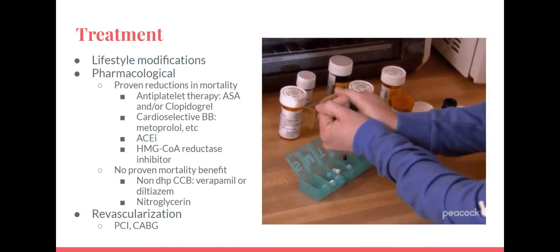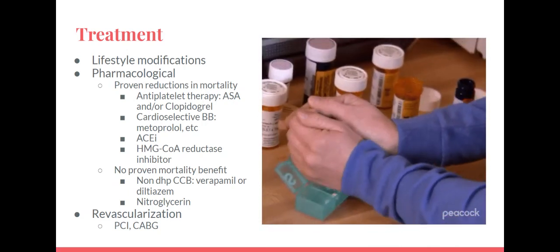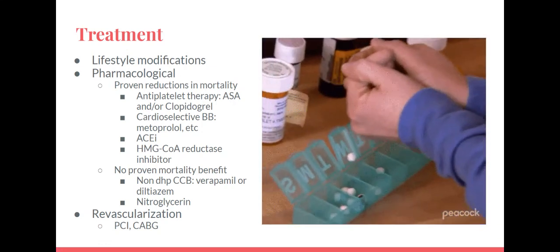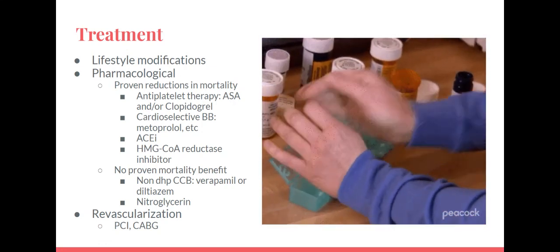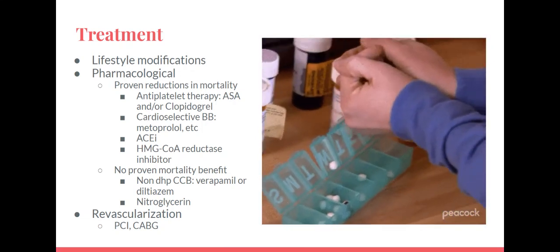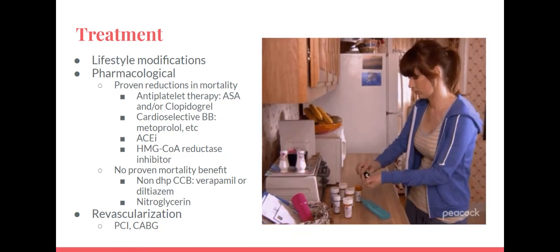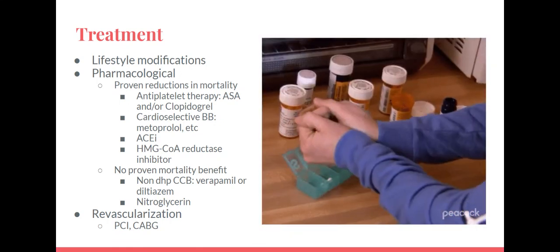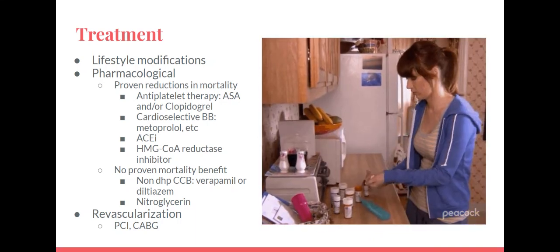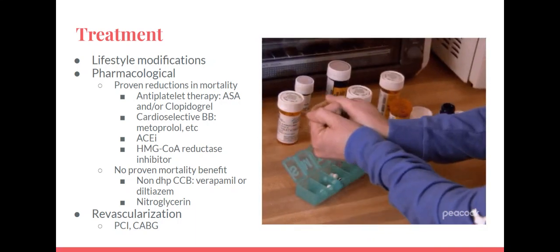Meds that aren't going to reduce mortality but make the patient feel better or increase their quality of life would be non-DHP calcium channel blockers, so either verapamil or diltiazem, and then nitroglycerin for symptomatic relief. Ultimately, the biggest cure for unstable angina, if indicated, would be revascularization through PCI or CABG.